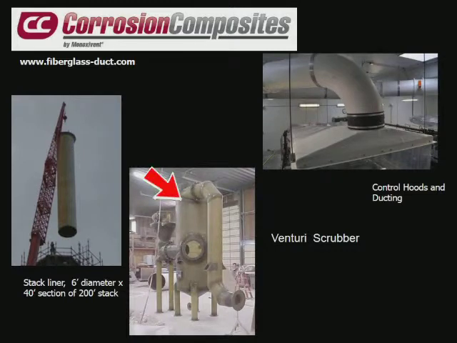In the middle we have a typical scrubber. That happens to be a Venturi scrubber with a spin chamber on the side of it. It's a good example of our fabrication capabilities. On the upper right, we have a large hood, and fiberglass lends itself to this type of structure. Very strong, lightweight. I think that hood was 12 foot by 8 foot. And there are several of them.